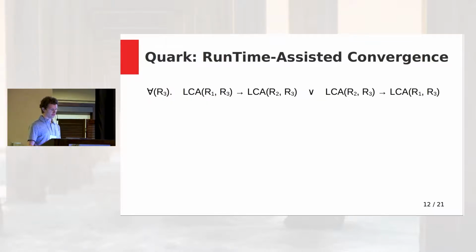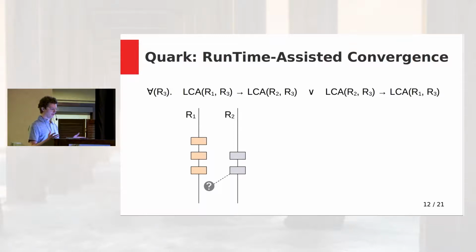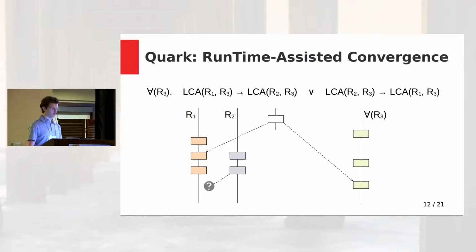So to just give a sense of how it does this, we can look at the core rule that is enforced for performing merges in Quark. So essentially here, if we have two replicas, R1 and R2, and we want to merge them, what we have to do is consider every other branch, R3, and consider the LCAs between R1 and R3 and R2 and R3. And what we require for these is that one of them be an ancestor of the other. They have to be related.